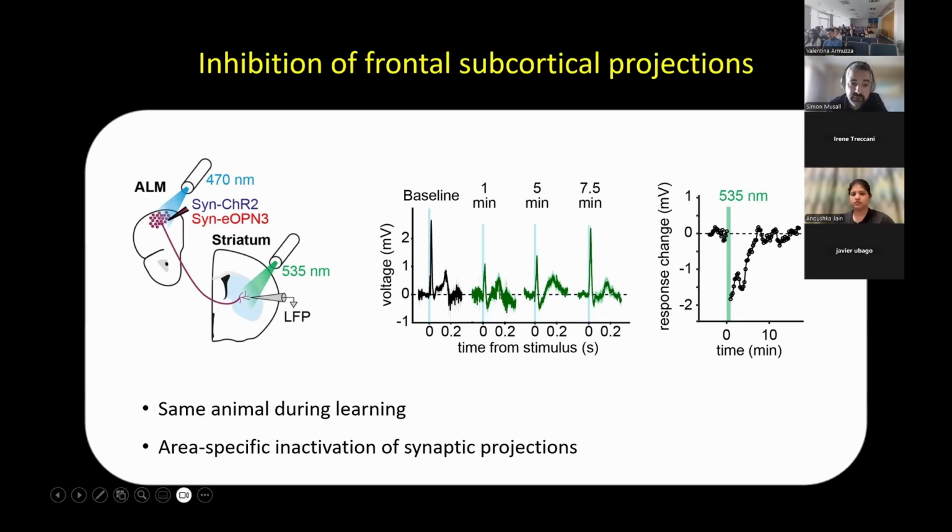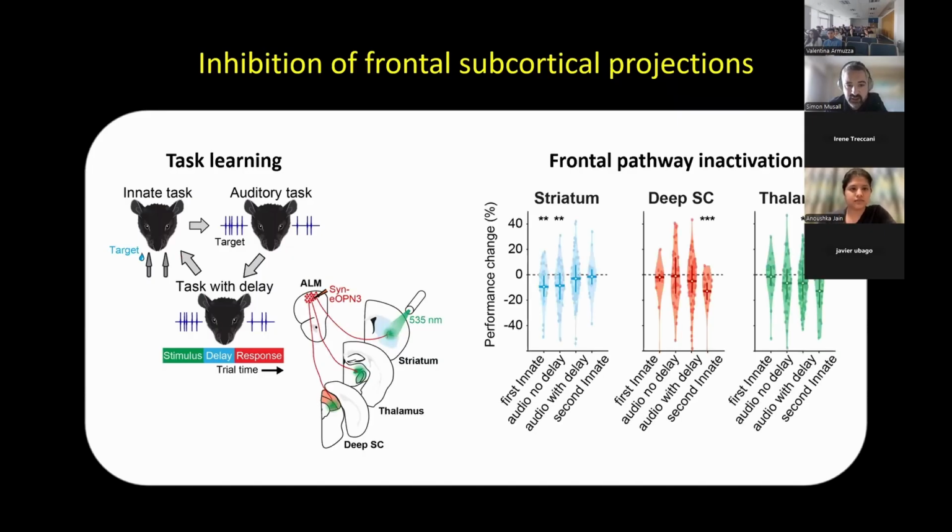This is a really useful tool to study the function of specific pathways and try to understand what a given area communicates to different subcortical regions. What we found with that approach was that when we inactivate specific pathways, we see the most behavioral effects early in learning, like in this first innate and the auditory task with no delay. But when we look at the deep SC and the thalamus projections, these pathways seem to become more important later in training. So there's a nice dichotomy between the importance of these two different pathways depending on the animal's experience, where striatum is important early and then SC and thalamus are more important in late experts.